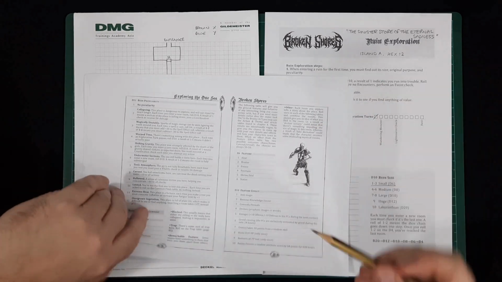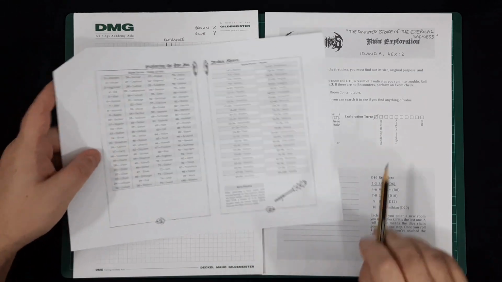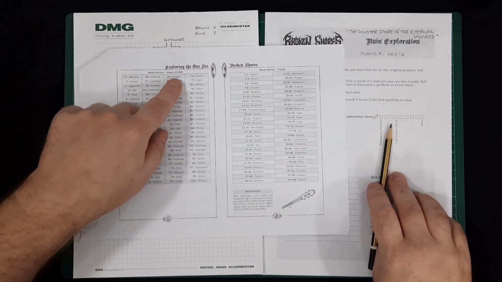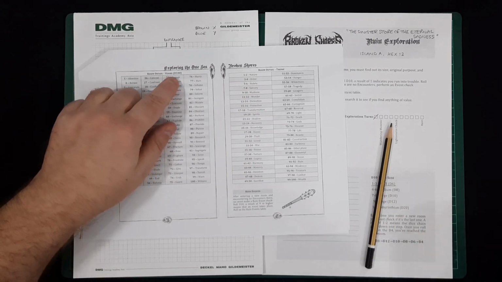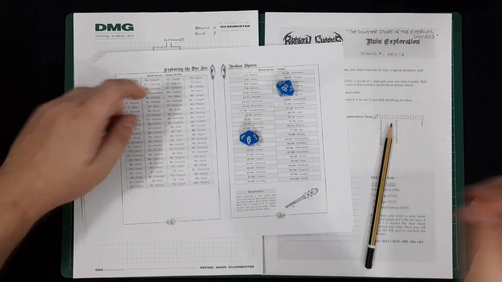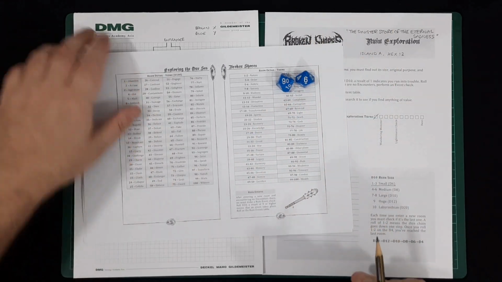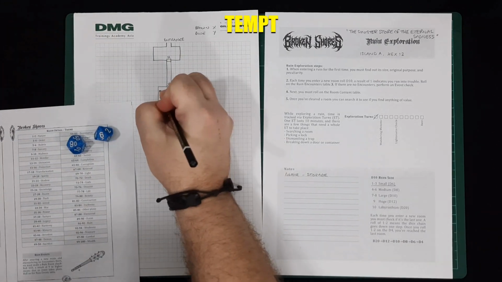Okay, all right. I mean, we find something in here that's worthy of note. The first room was pretty much empty, but let's find out what's in here. So we've got to roll verb and theme. So verb, D100. Where's the other D10? Okay. We get 96, tempt. Okay.